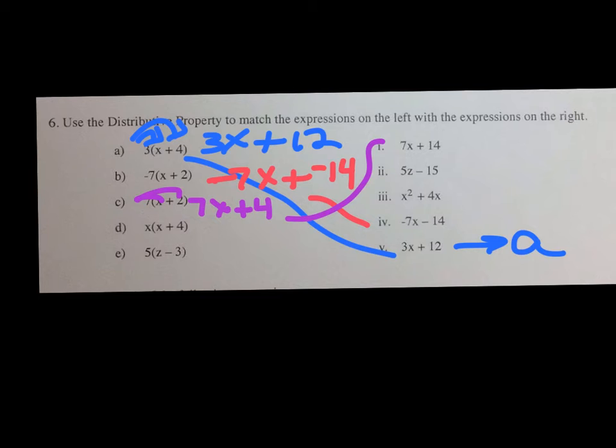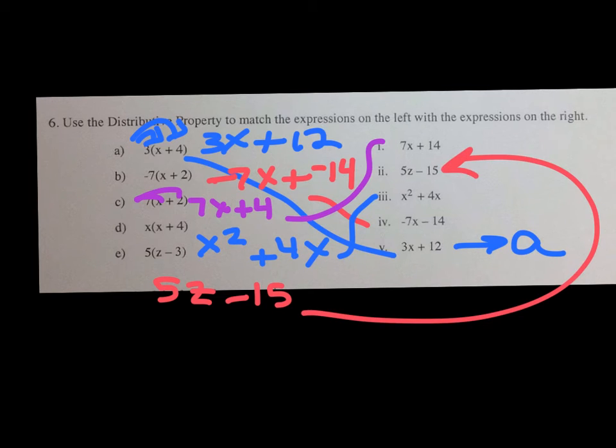Letter D, x times x is x squared, and then x times 4 is 4x. So that would be the same as 3. And then the last one, 5 times z would be 5z. 5 times negative 3 would be negative 15, and that would be number 2.